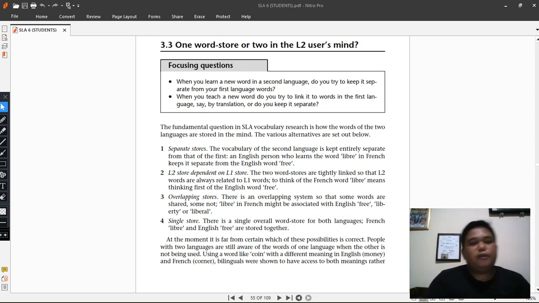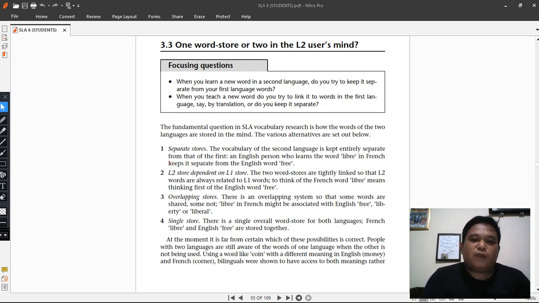So the problems in overlapping stores might also happen in this single store. So what's the difference between overlapping stores and single store? The difference is like what I said before. The overlapping stores are for people who lack knowledge about the meaning of the words, like the lexical meaning of the words, or they don't have plenty of knowledge about the words or vocabularies they want to speak. It's like the example here.